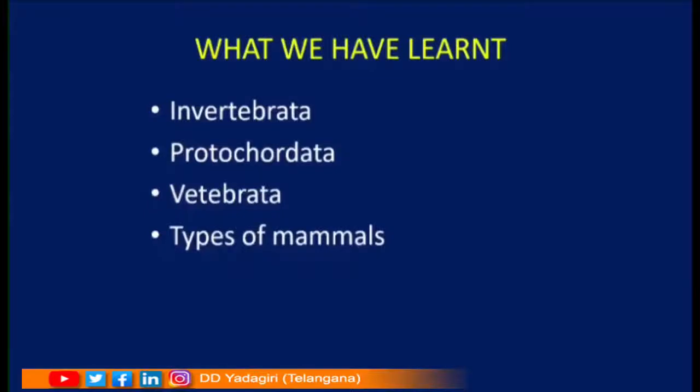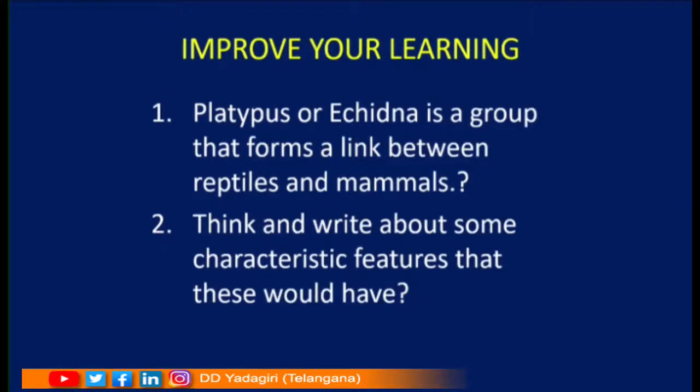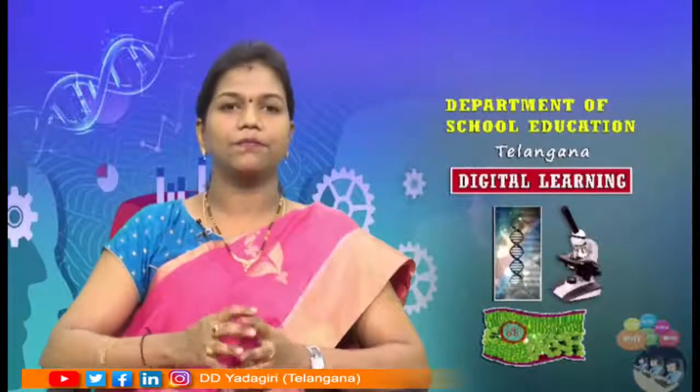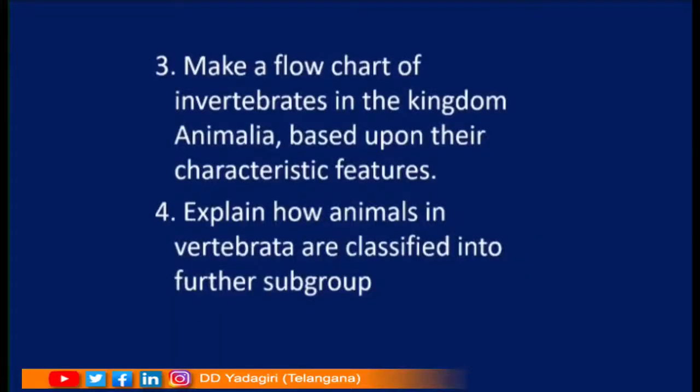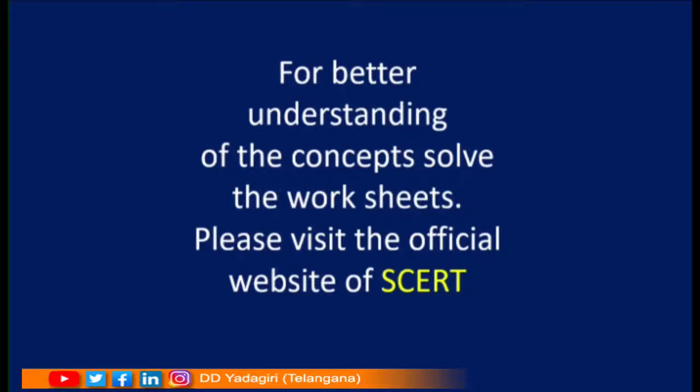What have we learnt? Invertebrata, Protochordata, Vertebrata, types of mammals. Platypus or echidna is a group that forms a link between reptiles and mammals. Why? Think and write about some characteristic features that these would have. Make a flowchart of invertebrates in the kingdom Animalia based upon their structures and characteristics. Fourth, explain how animals in vertebrates are classified into further subgroups. For better understanding of the concepts, solve the worksheets. Please visit the official website of SCERT.